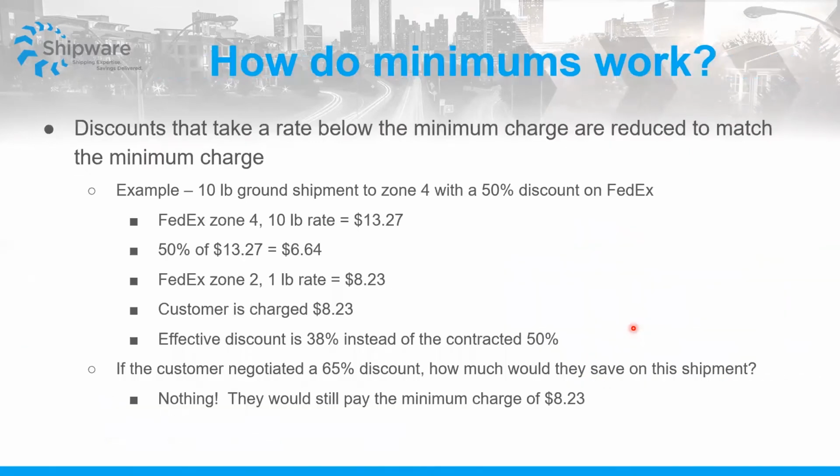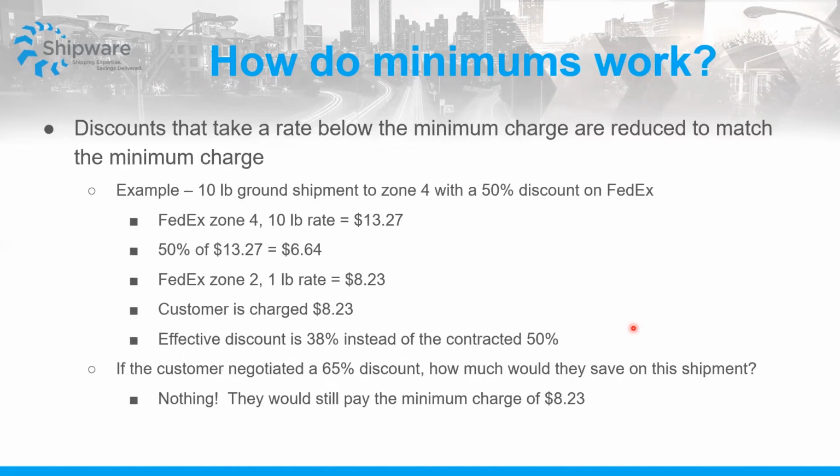And how this works, so there's a lot of numbers thrown at you there, but really I think the best way to do this is to show a simple example of how the minimum charge really comes into play. So what we're going to talk about is a 10-pound ground shipment that's going to Zone 4 with a 50% discount on FedEx. So if you look in your service guide, you would see that the FedEx Zone 4 10-pound rate is $13.27. And if you have a 50% discount on that, then you would pay $6.64 for that shipment.